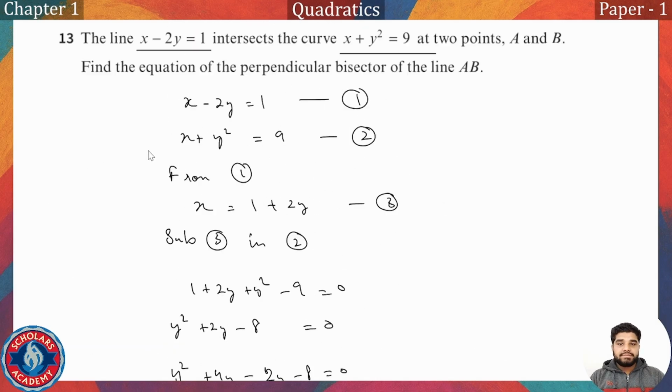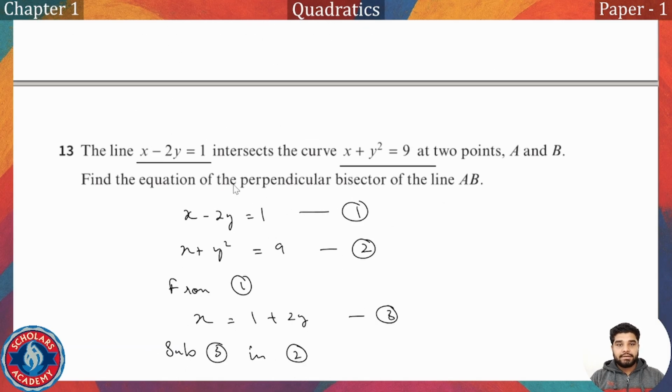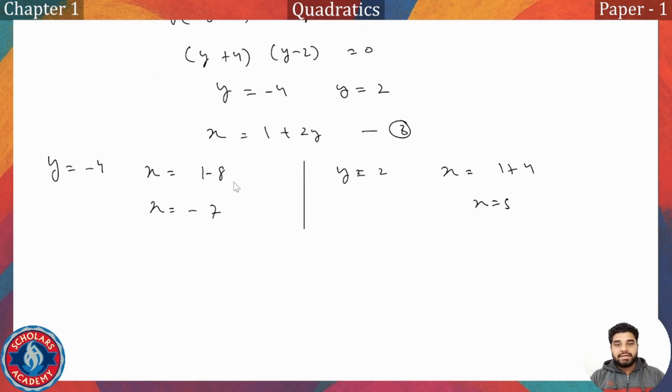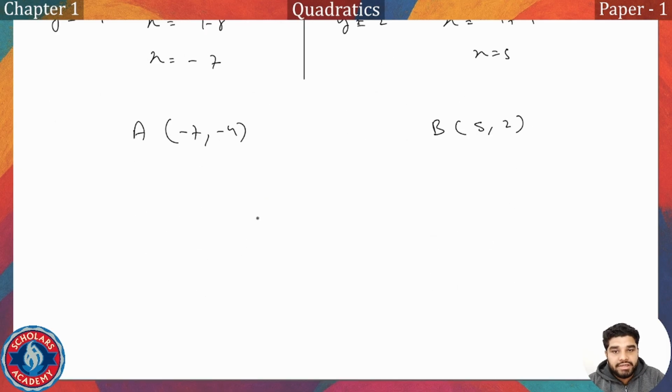What I need to find is the perpendicular bisector, right? So for the perpendicular bisector, first of all, my coordinates: A is (-7, -4) and B is (5, 2). So these are the coordinates of A and B. I need to find the midpoint for these 2 points.